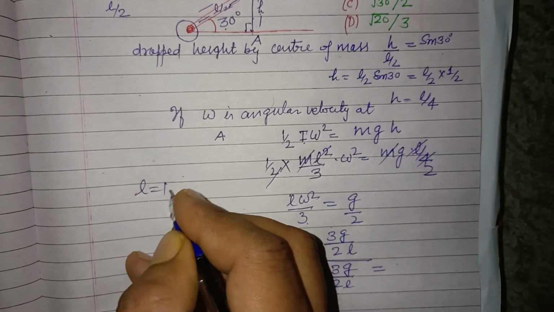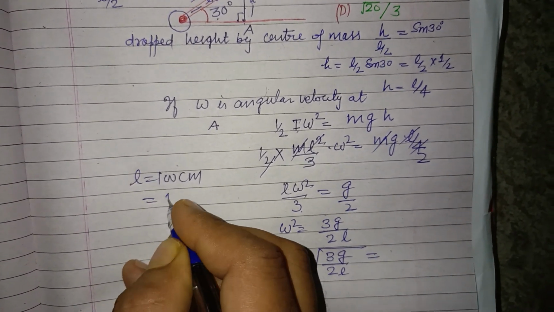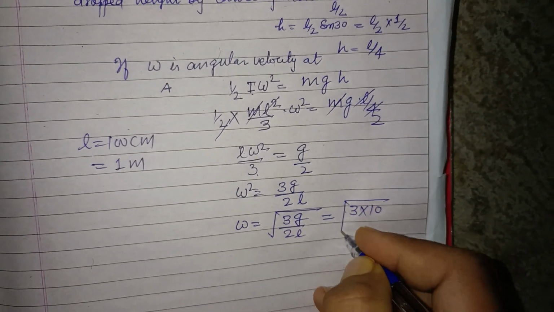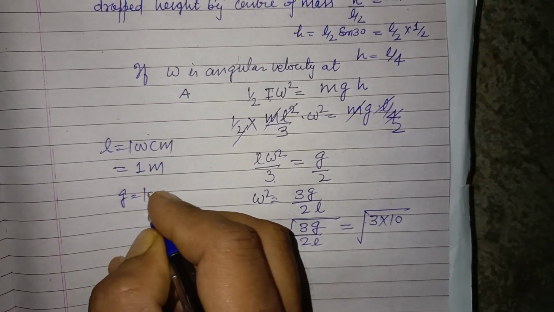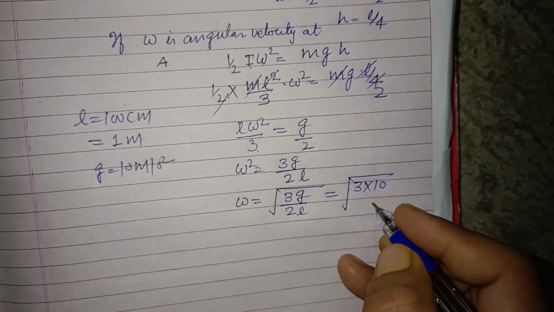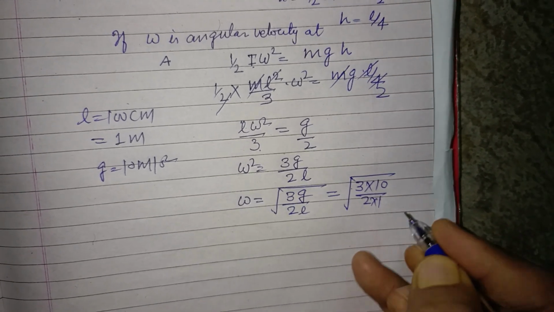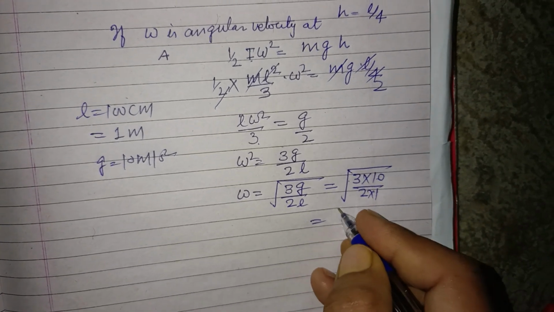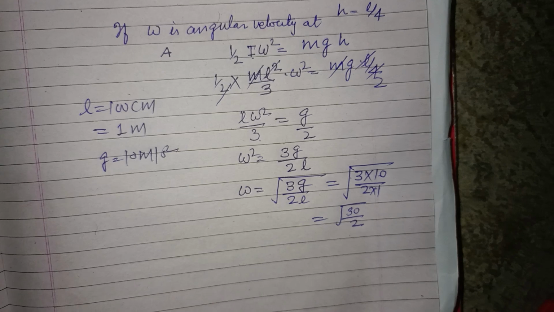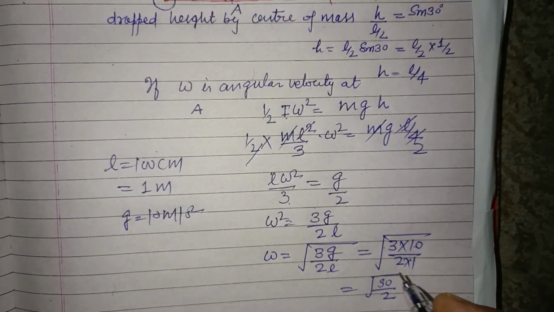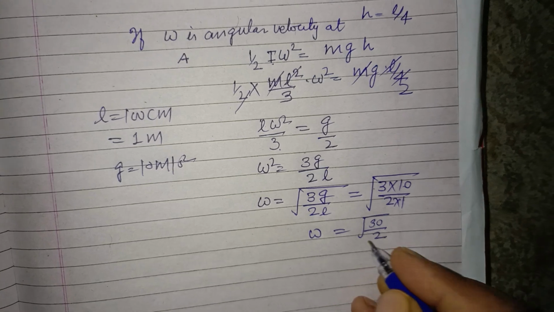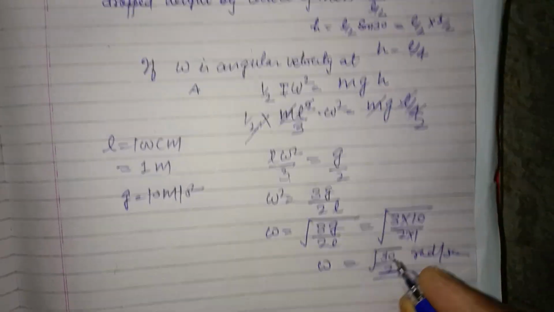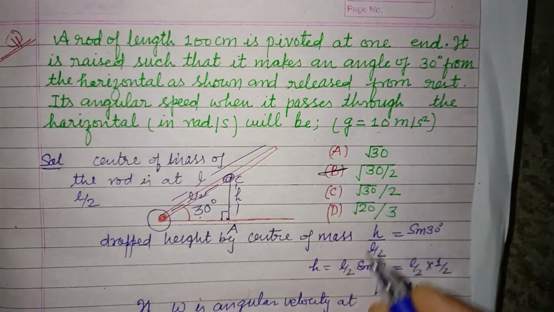Here L is given to us as 100 centimeter, which is equal to 1 meter. So we put the value 3 into G is 10. Let G is 10 meter per second square upon 2 into 1. So this is 10 3 is 30, 30 upon 2. 30 upon 2 is the correct answer. Omega is under root 30 upon 2 radian per second is the correct answer of this question, which is found in option B. So option B is correct.